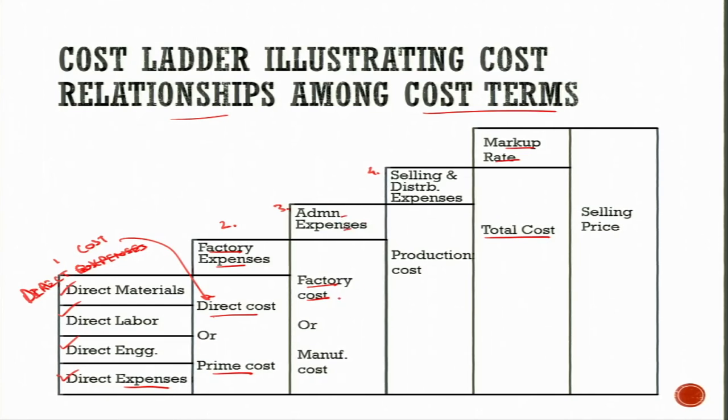Now, the administrative expense added to the factory cost gives us the production cost. Production cost, when it is added with the selling and distribution expenses, gives us the total cost of the product, and with the markup rate at the profit level, the selling price is taken. This is the general cost ladder.